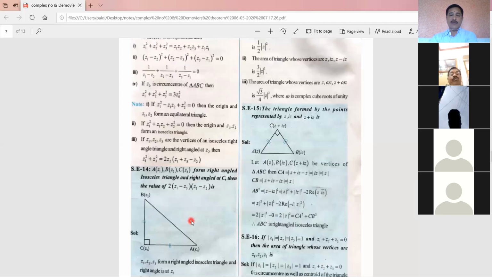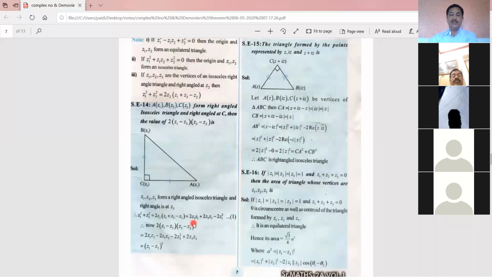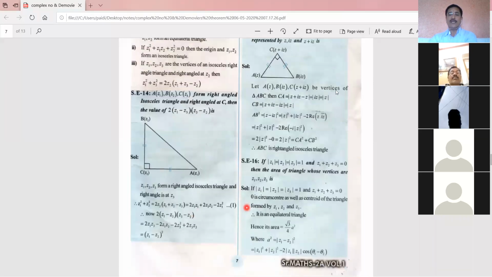And this is an example. You can easily understand this example, just go through these examples.